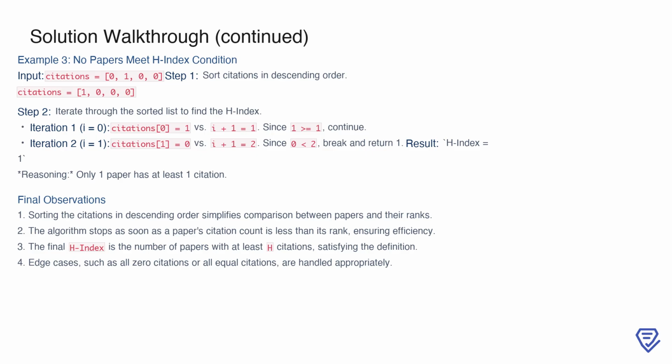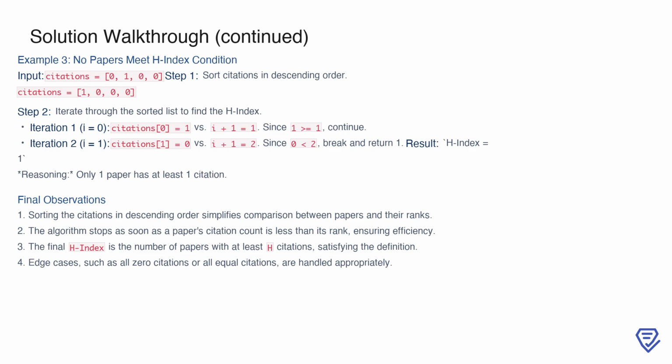For the third example, the input citations array is 0, 1, 0, 0. After sorting the array in descending order, we get 1, 0, 0, 0. Starting the iteration, the first paper has a citation count of 1, and its rank is also 1. Since 1 is greater than or equal to 1, we proceed.